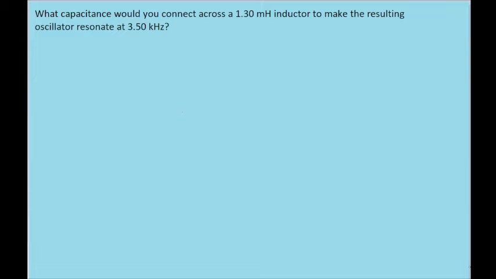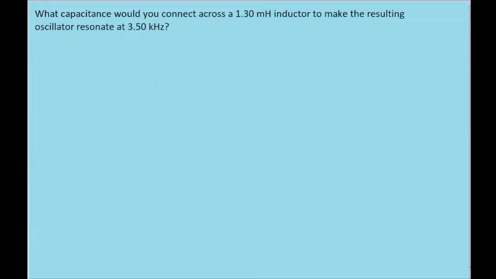Alright, in this problem, we're given the inductance of an inductor, and we're given the oscillation frequency of the circuit, and we're simply looking for the capacitance of the capacitor in that circuit. Now, fortunately, this problem is actually fairly simple. This section of the textbook already gives us a derivation for a very simple formula we can use that gives us the relationship between the capacitance, the inductance, and the angular frequency of that circuit.